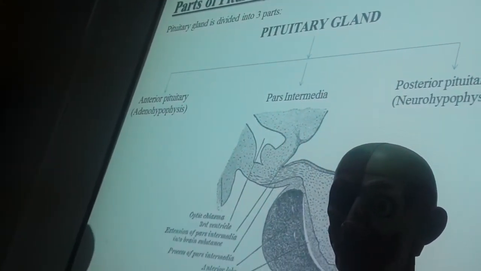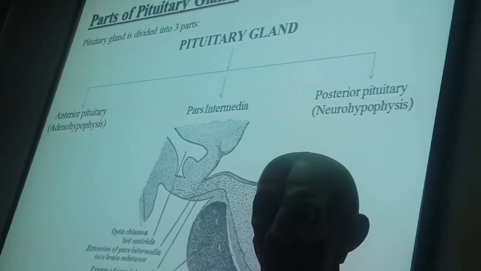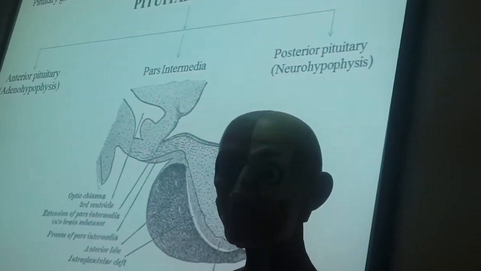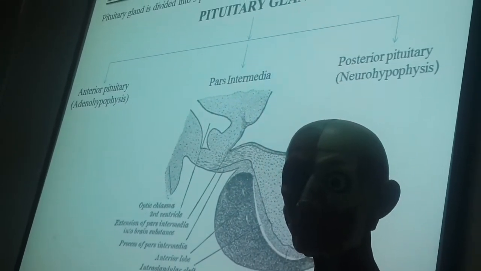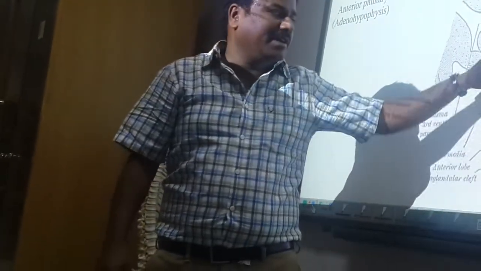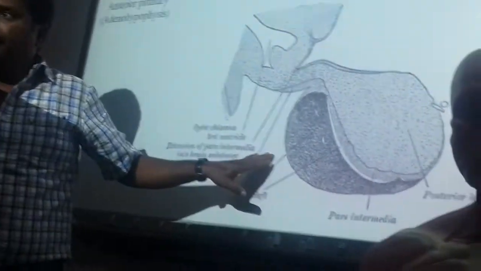Now we'll go to the gland proper. As I said, it's a small gland. When you take a section, we appreciate all these features under the microscope. Depending on the histological features, we divide the gland into mainly two parts. What are they? Anterior lobe and posterior lobe. In other mammals, you find a clear intermediate lobe, but in humans the presence of the intermediate lobe is not very clear. So mainly, you can remember it as three parts: anterior lobe, intermediate, and the posterior lobe.